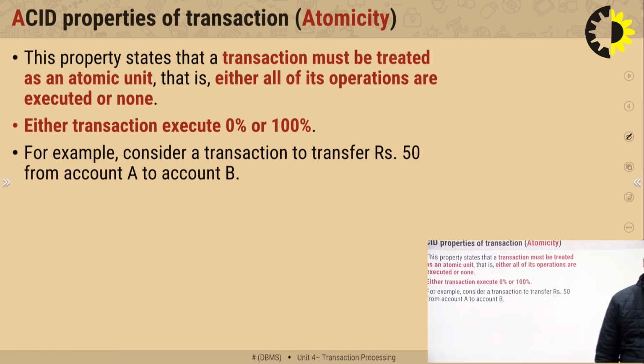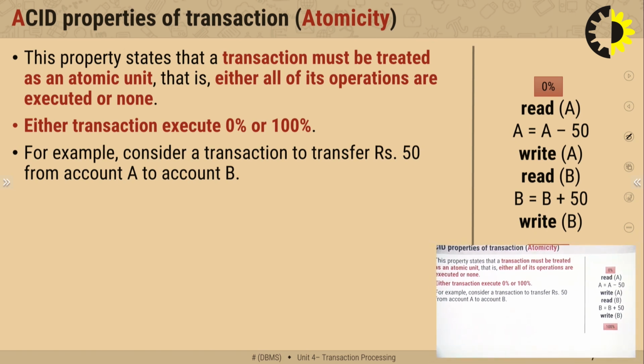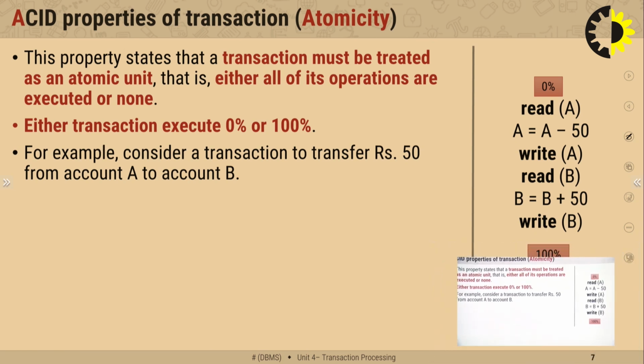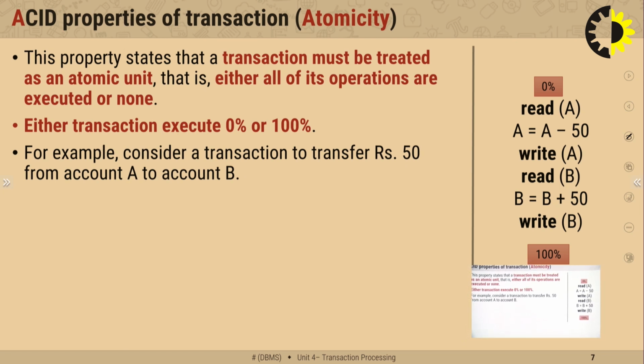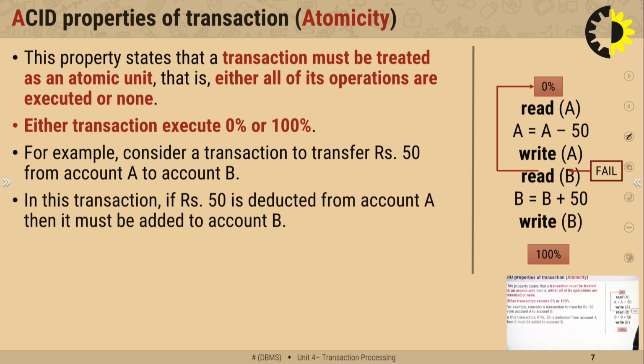For example, consider a transaction to transfer rupees 50 from account A to account B. Then we will be writing the transaction in this form: read A, A equal to A minus 50, write A, read B, B equal to B plus 50, write B. Now after the last line is executed, we say the transaction has partially committed, that is, it is over. Now if 50 rupees is deducted from A, then it must be added to B.